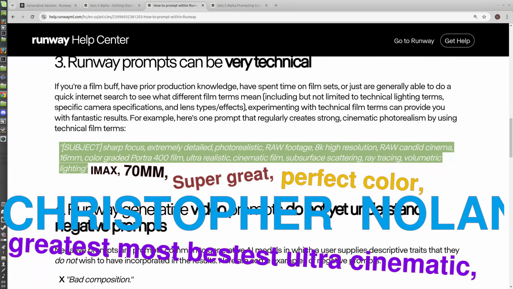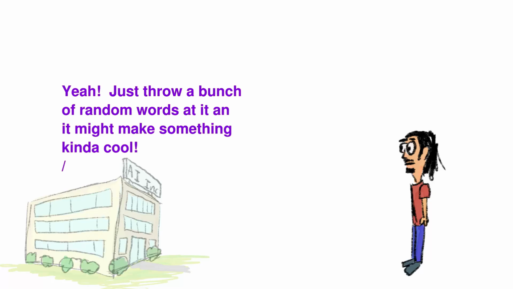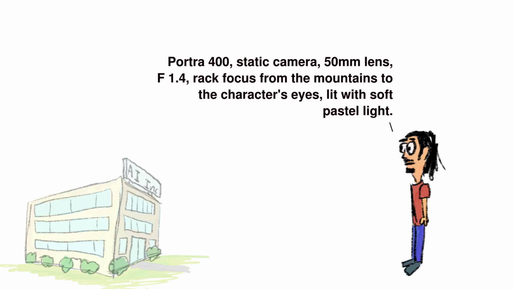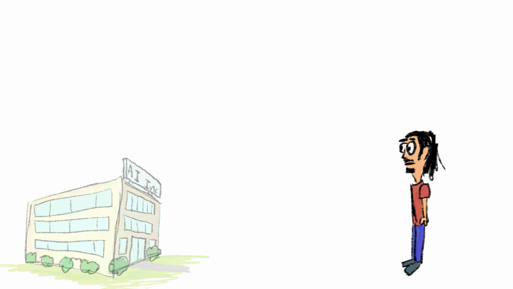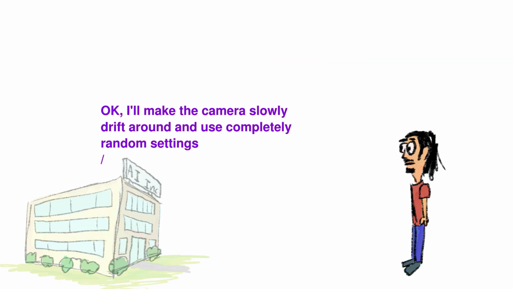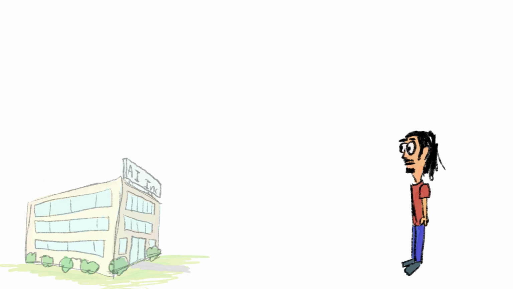And then it just goes on to throw in subsurface scattering and ray tracing, which is ridiculous because subsurface scattering and ray tracing are computer rendering terms, and Portra is a type of Kodak film. It feels like they know that this doesn't work, and they're just like, yeah, throw a bunch of random words at it, and it might make something kind of cool. It's also a little comical that they specify Portra 400 as if you can specify the exact speed of the film, and this doesn't work at all. This is pure fantasy at this point.